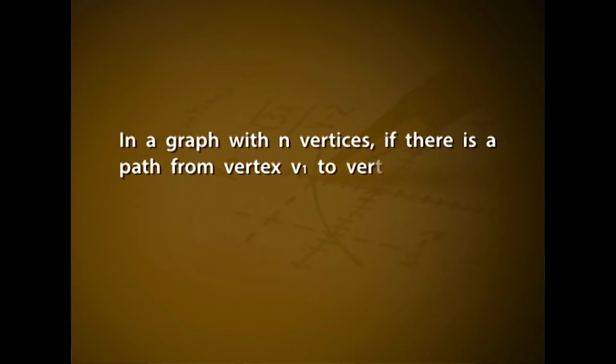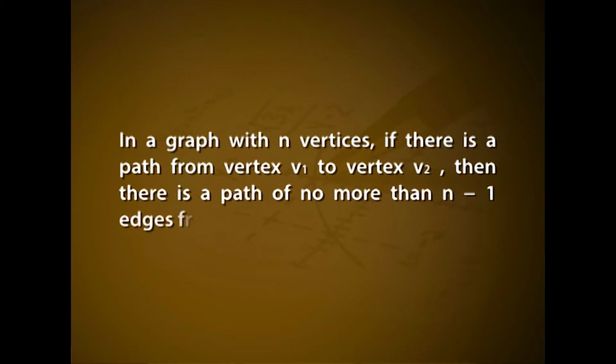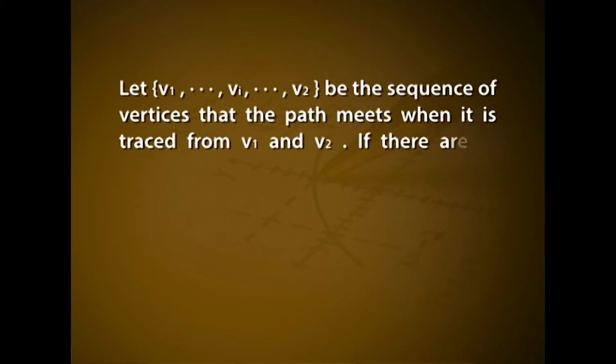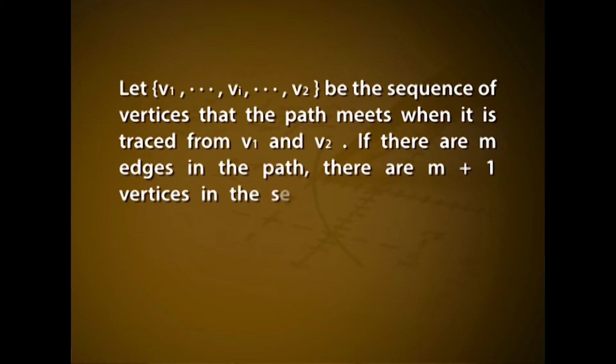We have a theorem which states that in a graph with n vertices, if there is a path from vertex V1 to vertex V2, then there is a path of no more than n minus 1 edges from vertex V1 to vertex V2. Proof: suppose there is a path from V1 to V2. Let V1, etc., Vi, etc., V2 be the sequence of vertices that the path meets when it is traced from V1 to V2. If there are m edges in the path, there are m plus 1 vertices in the sequence.